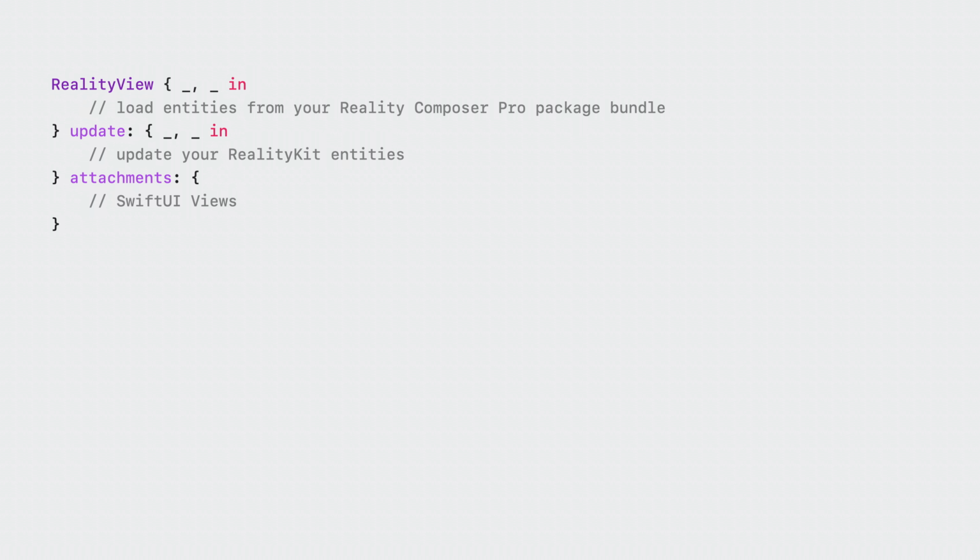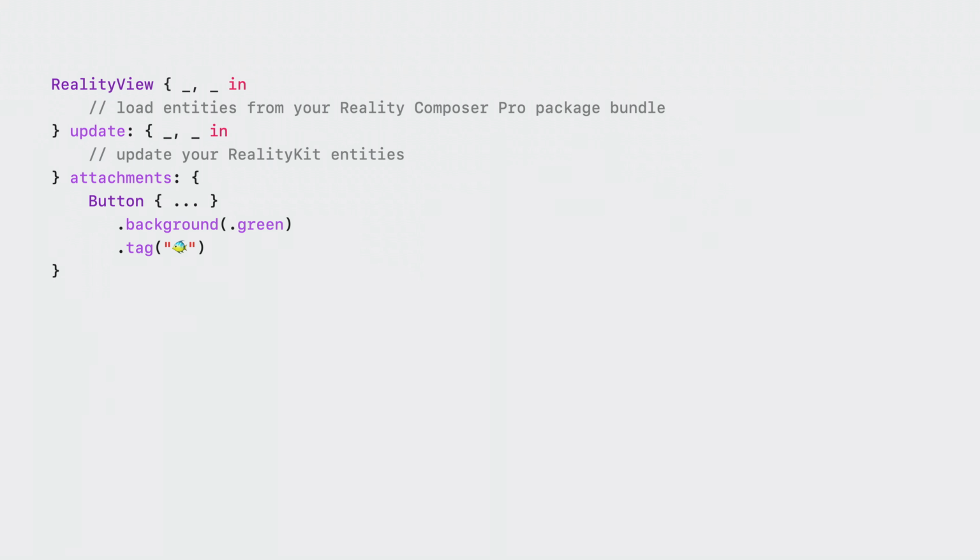Let's first see this in code, and then I'll walk you through the data flow. Attachments are a part of the reality view. Let's first look at a simplified example to show the structure of a reality view, so we can see how SwiftUI views get into a RealityKit scene. The reality view initializer that we're going to use takes 3 parameters: a make closure, an update closure, and an attachments view builder.